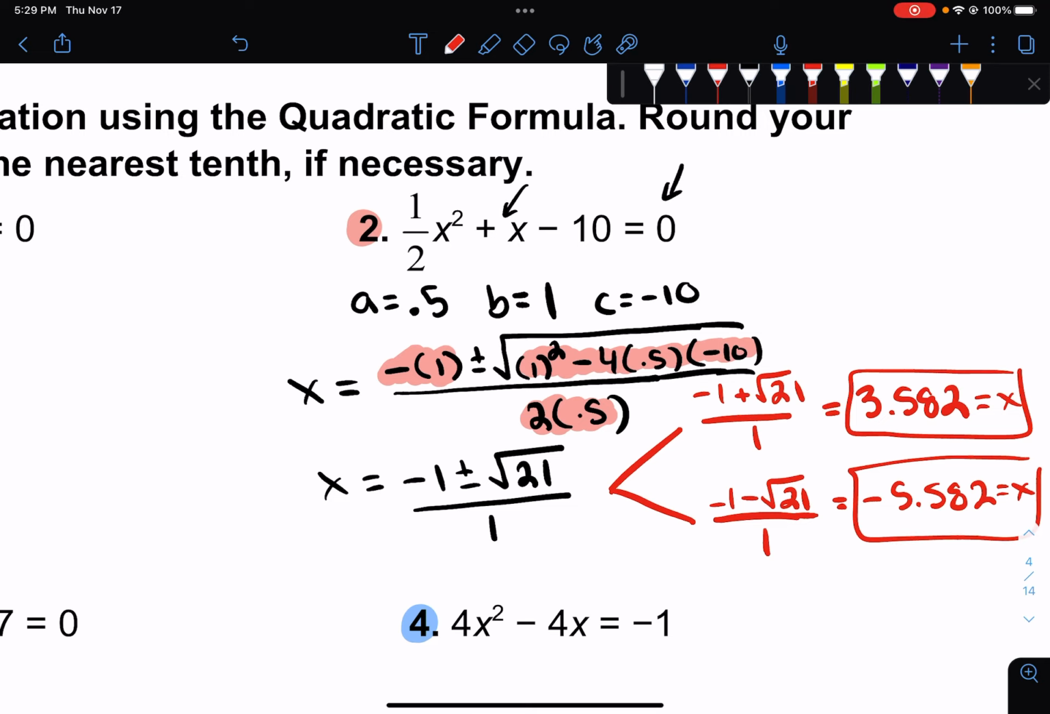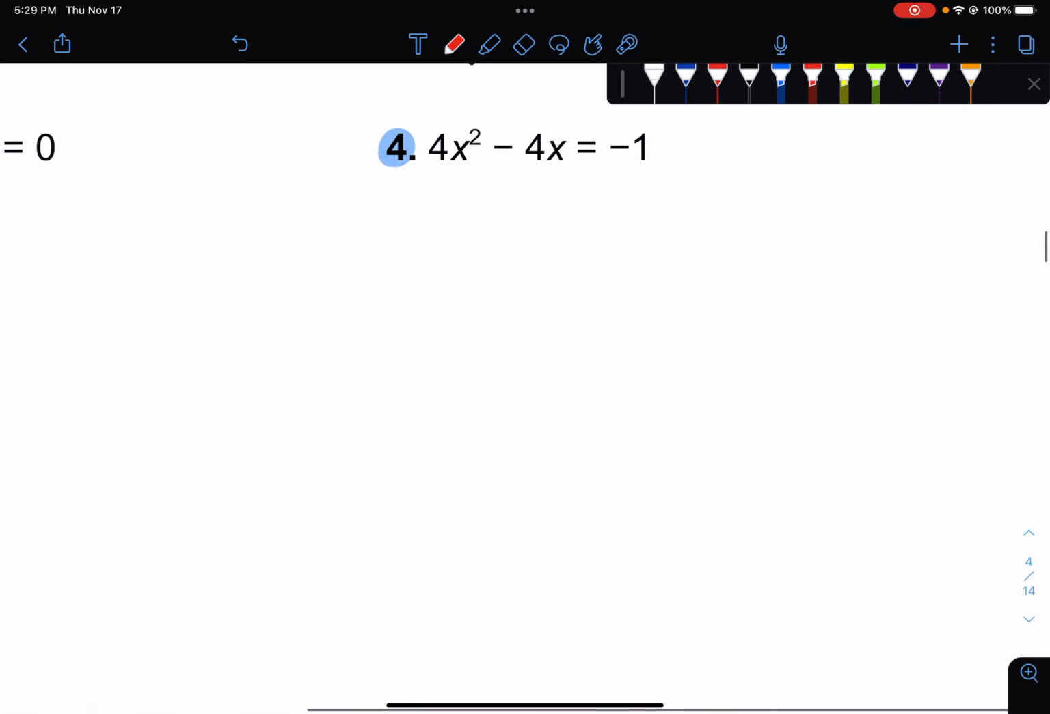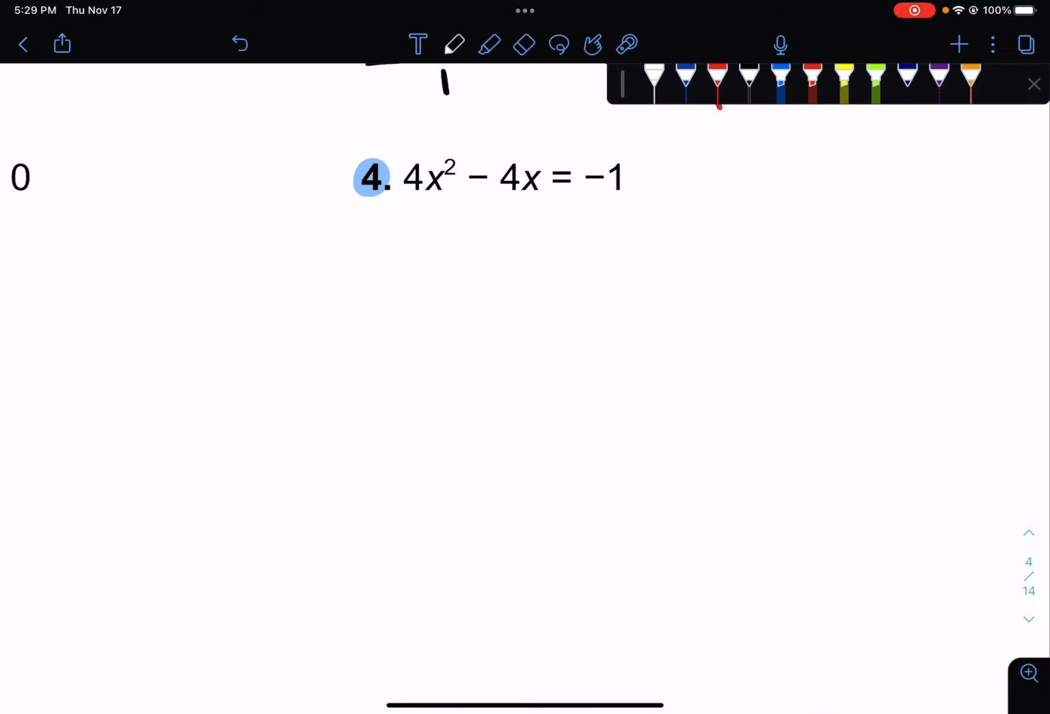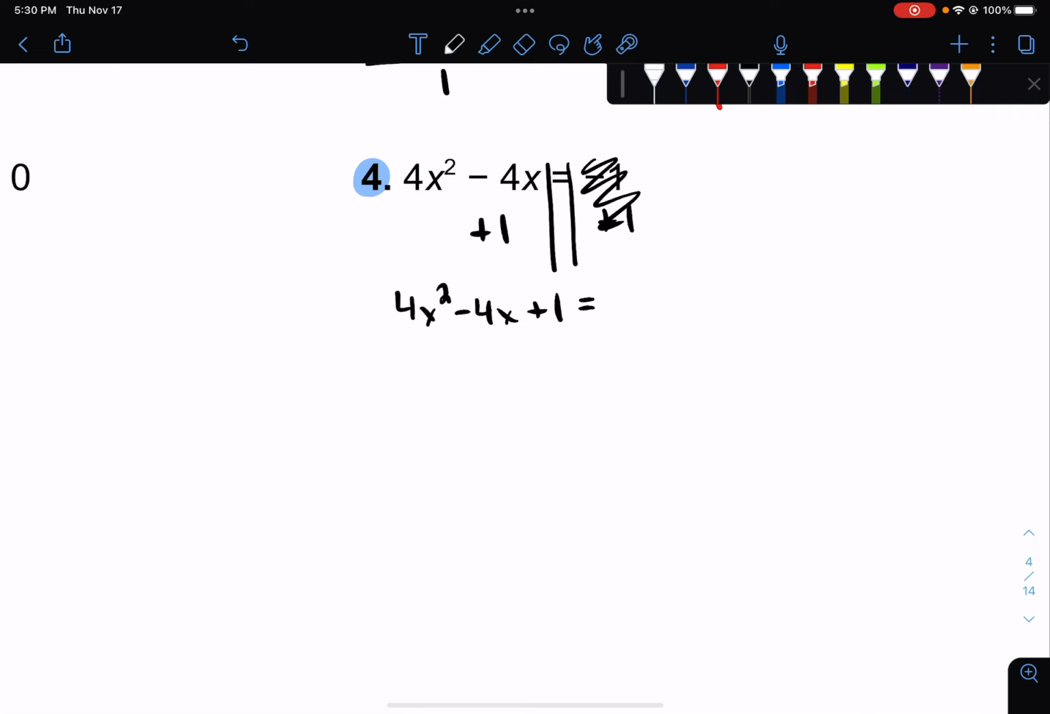All right? Let's do one more. Number 4, 4x squared minus 4x equals -1. Now this one's a little bit different because it's not equal to 0. So before I do anything, I need to add 1 to the right to make this go away. So that means I have to add 1 to the left. So I end up with 4x squared minus 4x plus 1 is equal to 0. Now I can find my a, b, and c. A equals 4, B equals -4, and C equals 1.